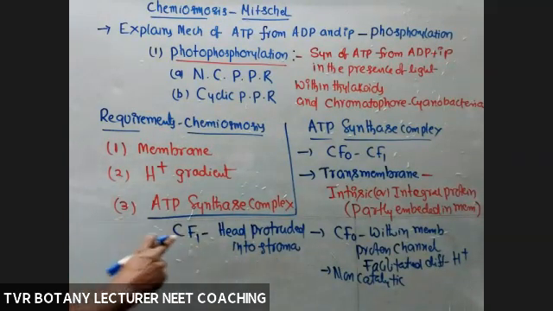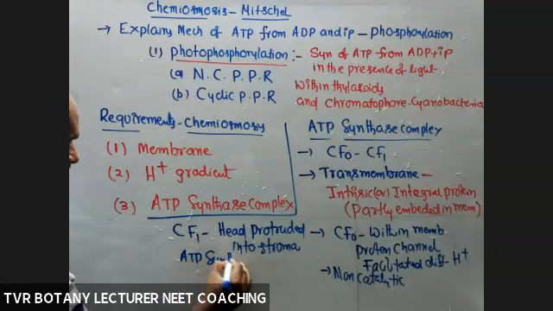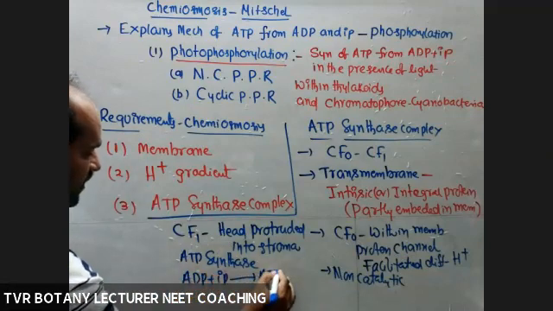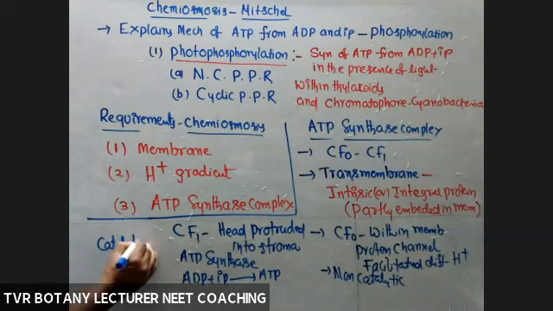So within CF1, one enzyme is present, that is ATP synthase enzyme. What is the role of this enzyme? It is able to synthesize an ATP molecule from inorganic phosphate and ADP with the help of energy. We will see what is that energy. So that's why CF1 is a catalytic part. So this part is a catalytic part, catalysis, as it is having enzyme.